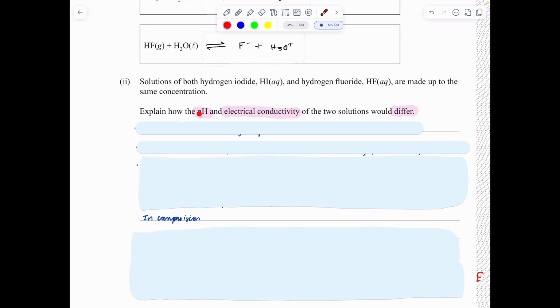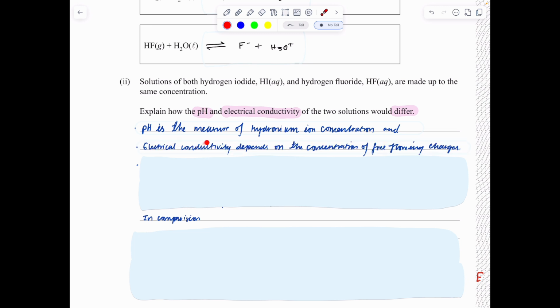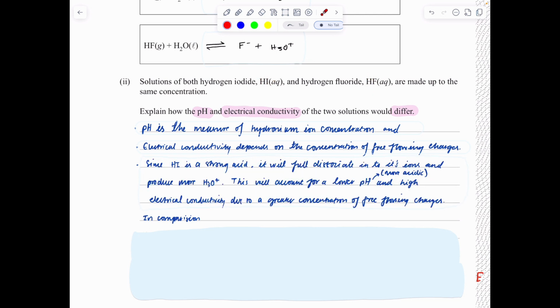So, let's start off by simply stating what these depend on. So, pH is a measure of hydronium ion concentration. And electrical conductivity depends on the concentration of free-flowing charges in the solution. Okay? If something doesn't have free-flowing charges, it cannot conduct electricity. So this is what electrical conductivity depends on. So now let's talk about it in relation to HI and HF to get our extra points.